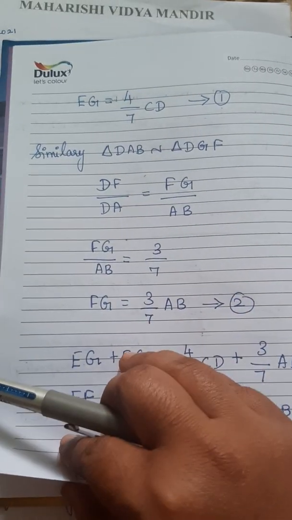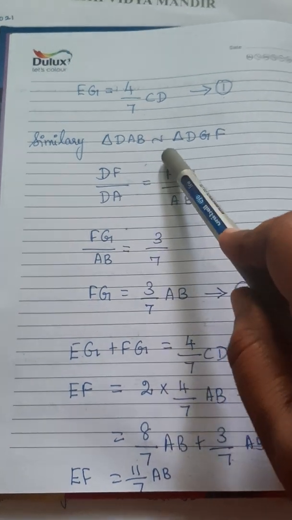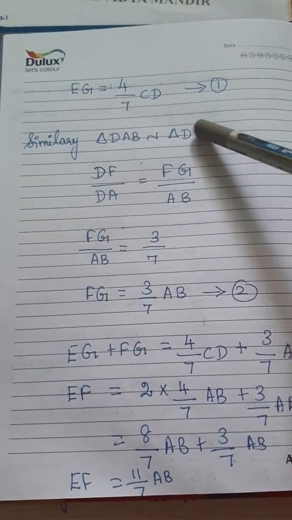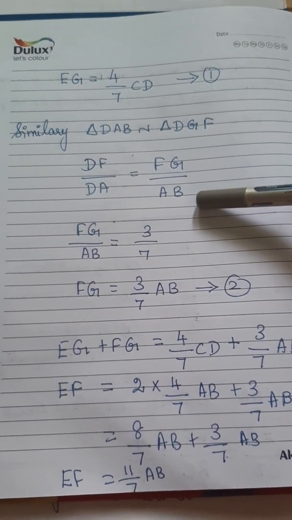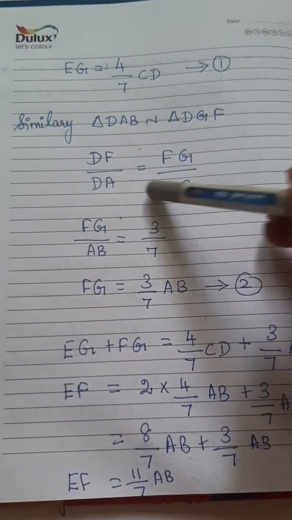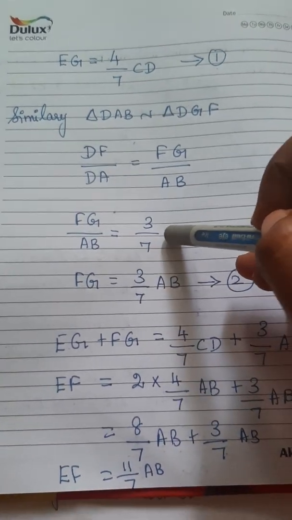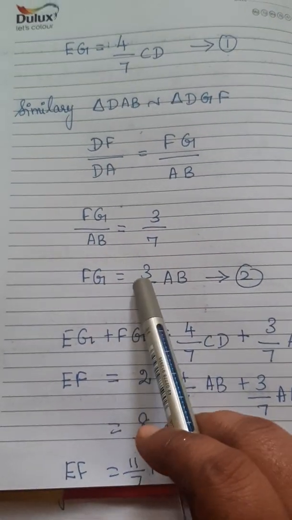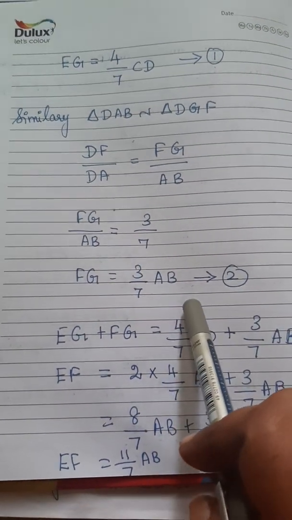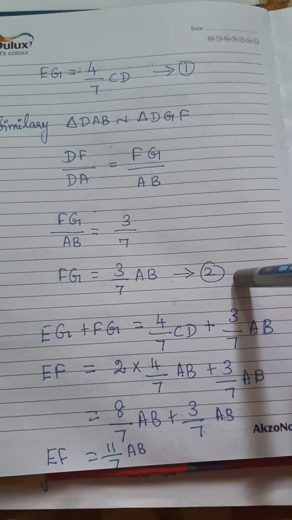Similarly, I will consider the other part of the trapezium, which is triangle DAB and DGF. So I will say that they are similar using the same AA similarity criteria, and I will write the proportional value also. So the proportional value will be 3/7. So I can write that FG is equal to 3/7 of AB. So this I have marked as equation 1, this I have marked as equation 2.